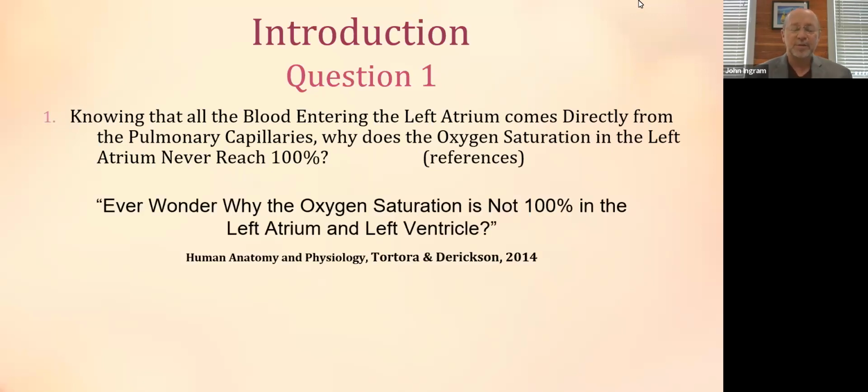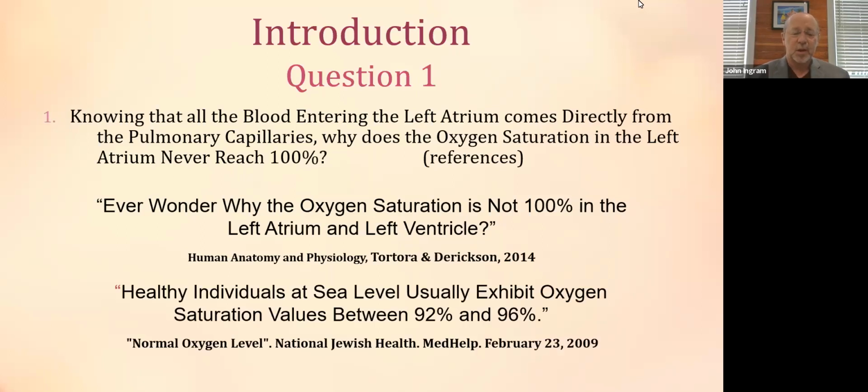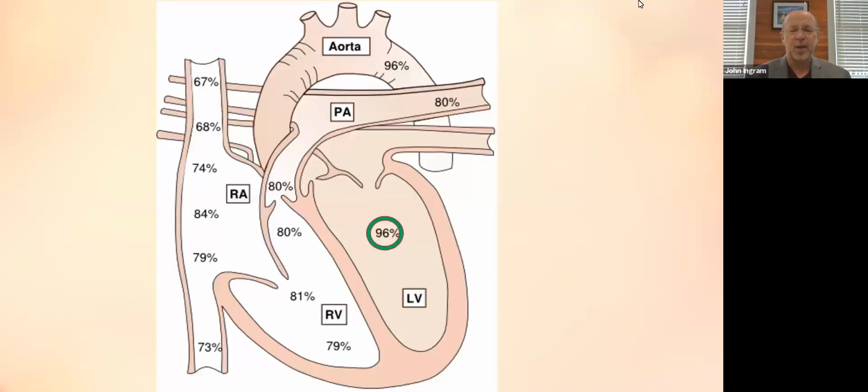Well, in the famous anatomy and physiology book by Tortora and Derrickson, they state, ever wonder why the oxygen saturation is not 100% in the left atrium and left ventricle? And also, in a 2009 article titled Normal Oxygen Level from National Jewish Health, healthy individuals at sea level usually exhibit oxygen saturation values between 92 and 96%. And you can find this in nearly any textbook.